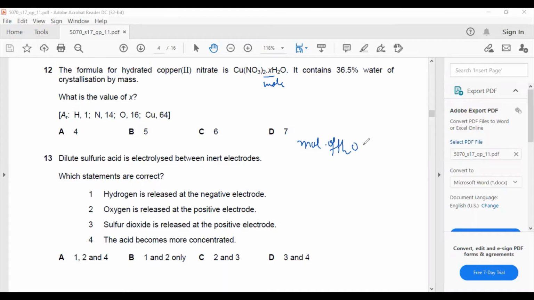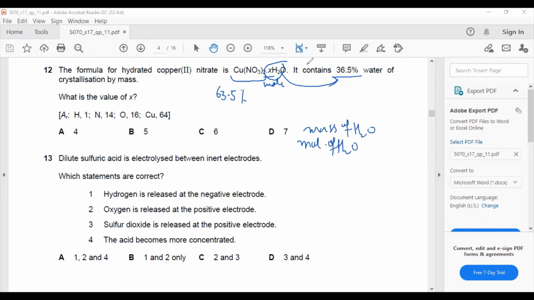Before we find mole of water, let's plan how we solve this question. We have to find the mass of water. We are not given mass, we are given just percentage. If this part is 36.5, then this part should be 63.5, right? So if we know how much mass is 63.5 percent, we know the mass of 36.5.